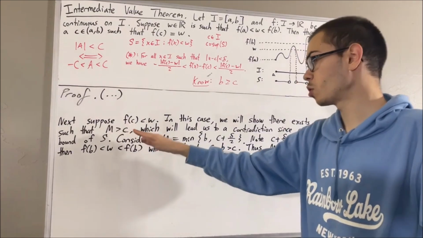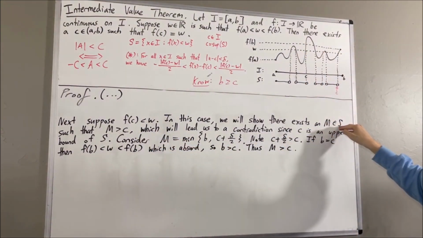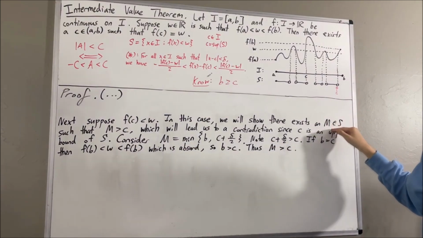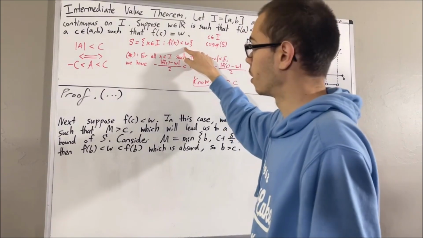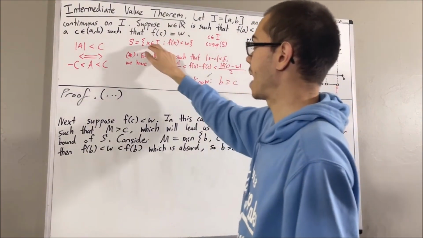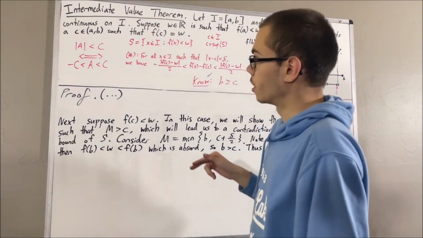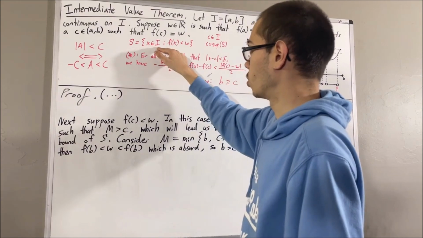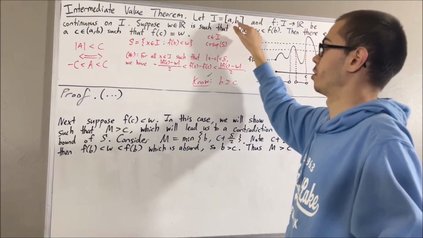Now all that's left to show is that our choice of M is an element of S. How do we show M is an element of S? Well, we've got to show that M satisfies these two requirements. So taking S to be M, we want to show that M is an element of I and f of M is less than W. To show that M is an element of I, we have to show that A is less than or equal to M is less than or equal to B.